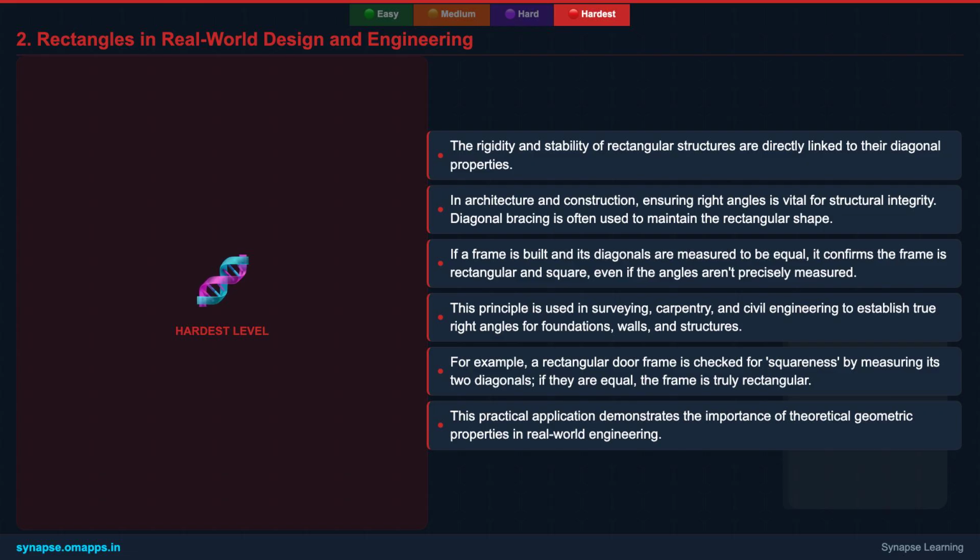Engineers and builders frequently use the principle that if the diagonals of a quadrilateral are equal, it must be a rectangle. This is how they square up foundations, door frames, or window openings. By simply measuring the two diagonals, they can quickly verify if a frame is perfectly rectangular without needing to measure each angle individually. This real-world application beautifully illustrates how abstract geometric theorems translate into robust and reliable construction practices.